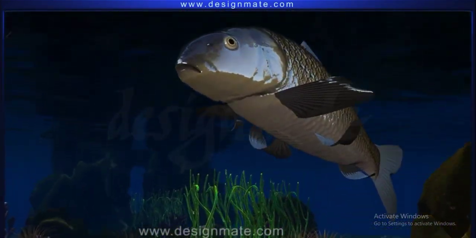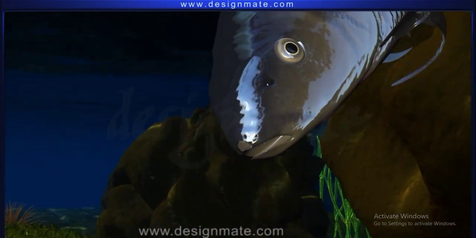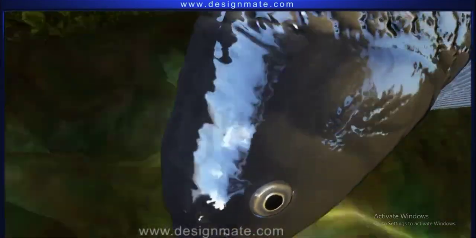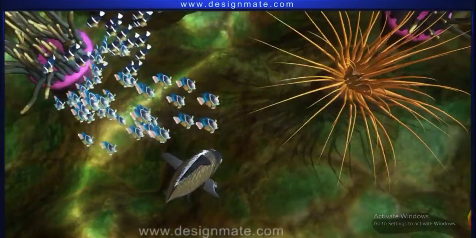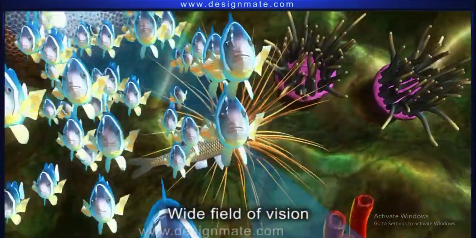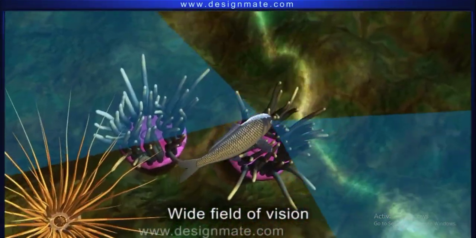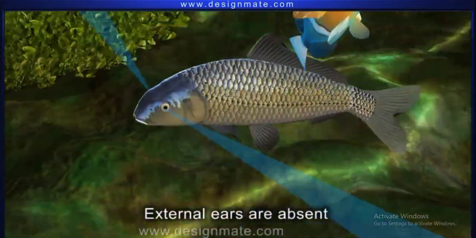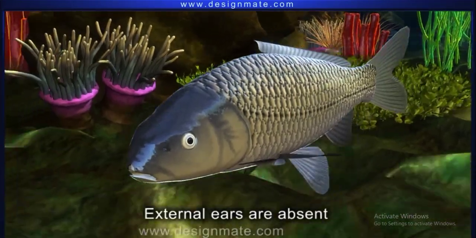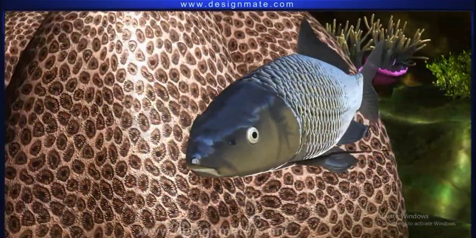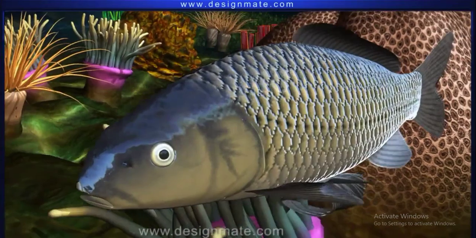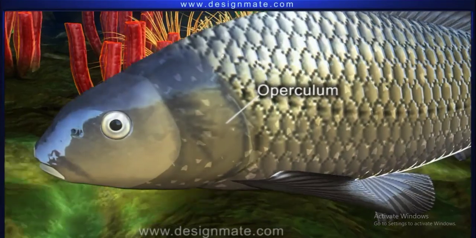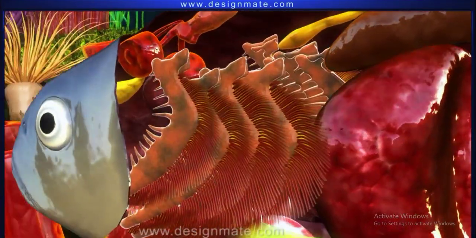On either side of the head, we find a large, rounded and slightly movable pair of eyes, which are without eyelids. These provide the fish with a wide field of vision, both to the front and back. External ears are absent. A bony plate on each side of the head is the most important characteristic feature of the fish. It is the gill cover or the operculum that protects the gills.